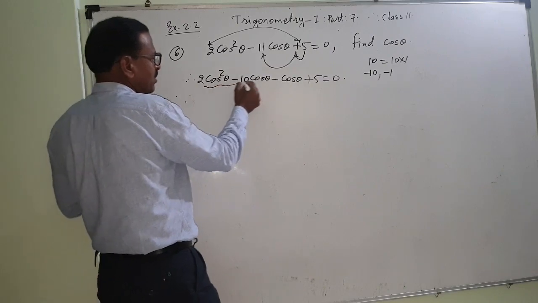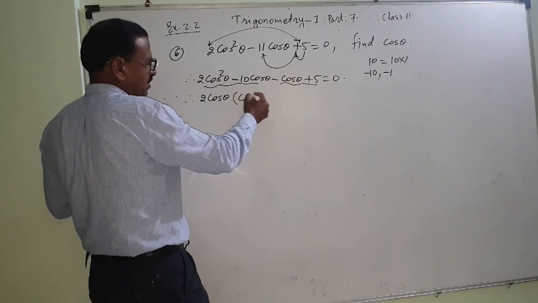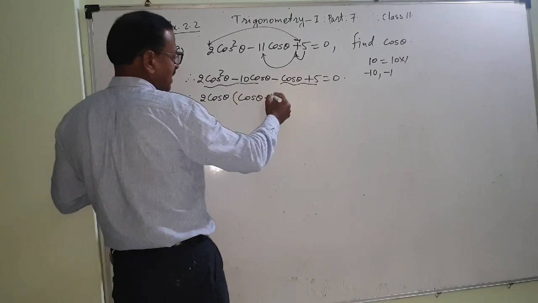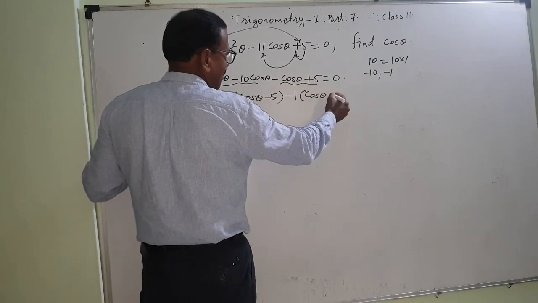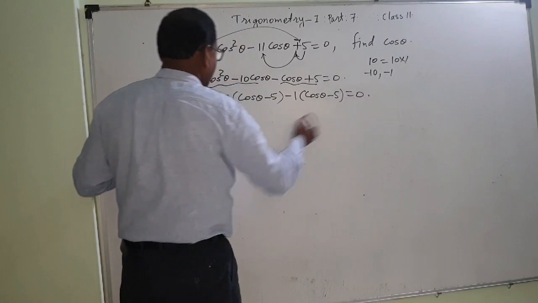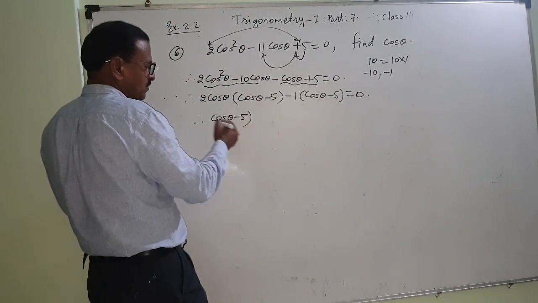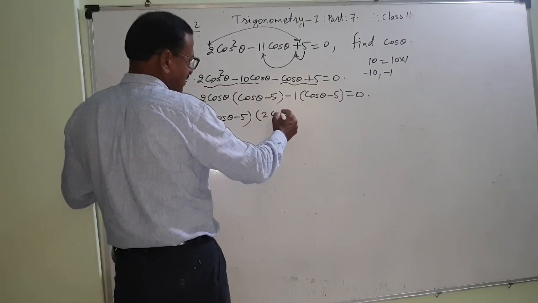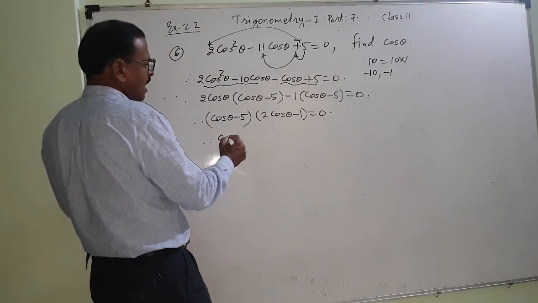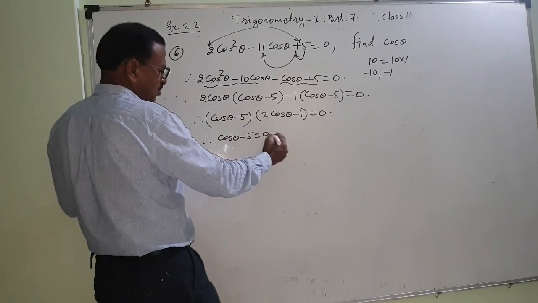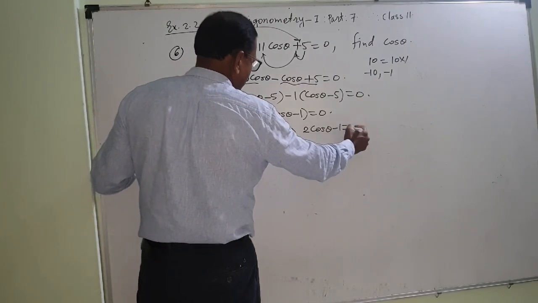Therefore, make the two groups. What is common? 2 cos theta is common. What remains is cos theta minus 5. Then minus 1 is taken common, so what remains is cos theta minus 5 is equal to 0. Therefore, (cos theta minus 5) into (2 cos theta minus 1) is equal to 0. Therefore, cos theta minus 5 is equal to 0, or 2 cos theta minus 1 is equal to 0.